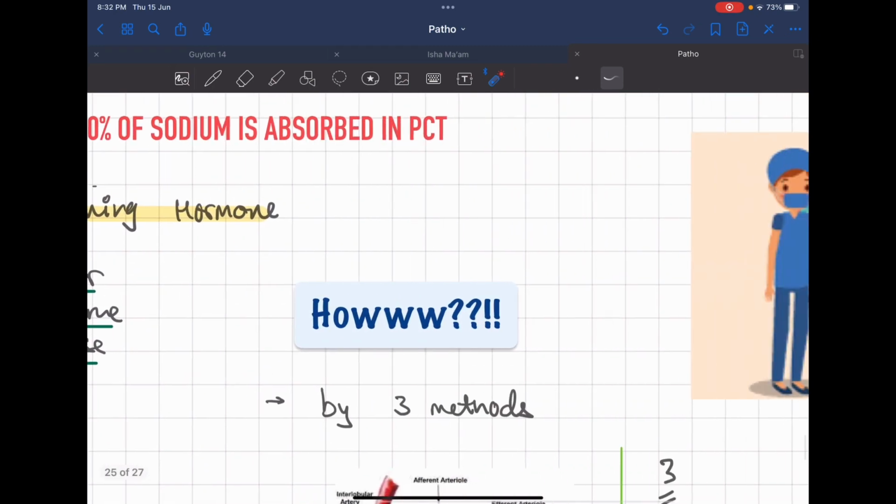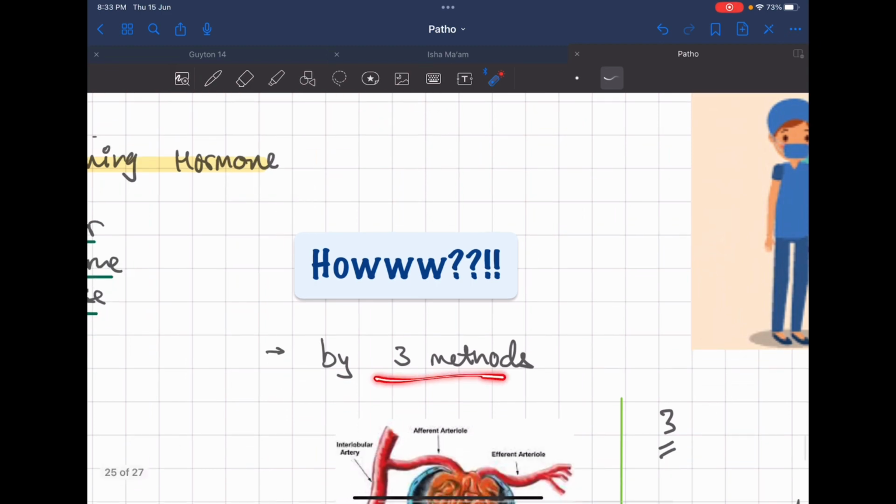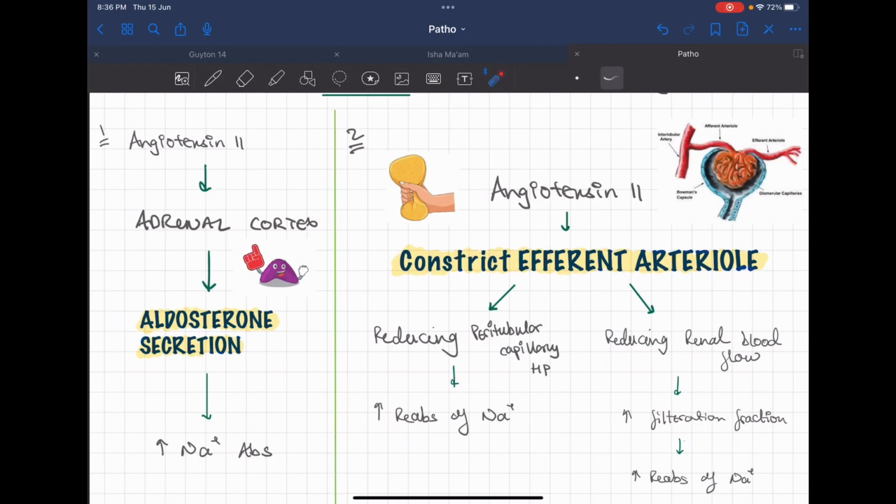But you may ask, how does it absorb this much sodium? It does this by three methods. The first method: angiotensin 2 stimulates the adrenal cortex to secrete aldosterone, which increases sodium reabsorption. I will be discussing this method in detail further in this video.